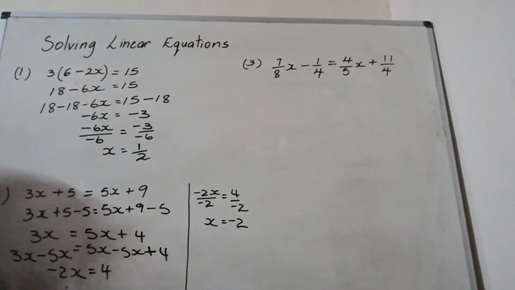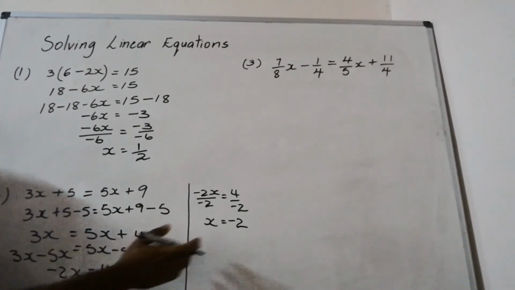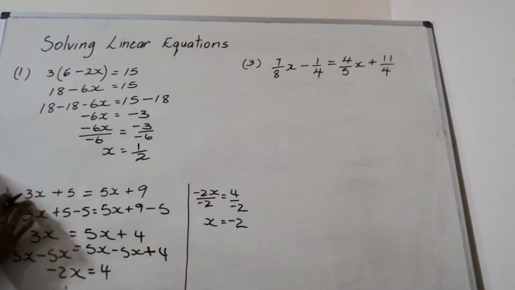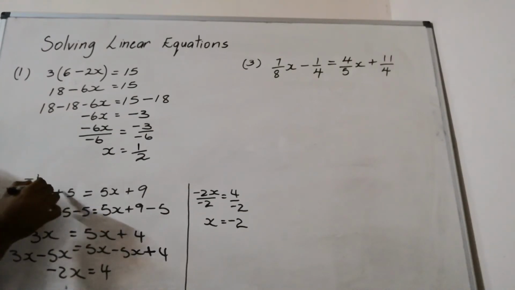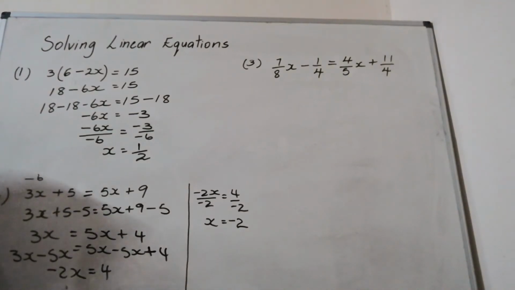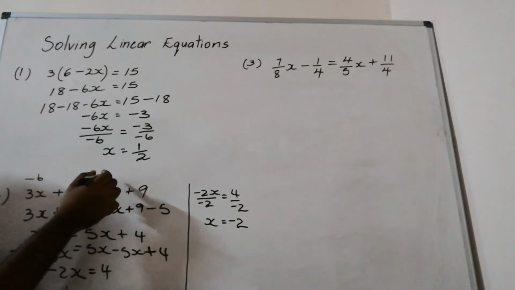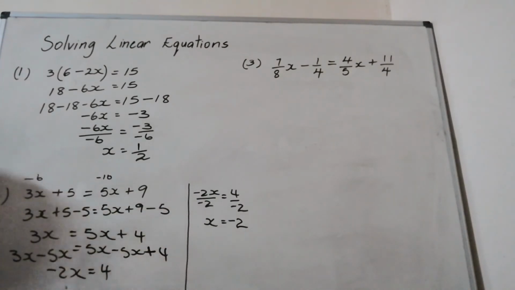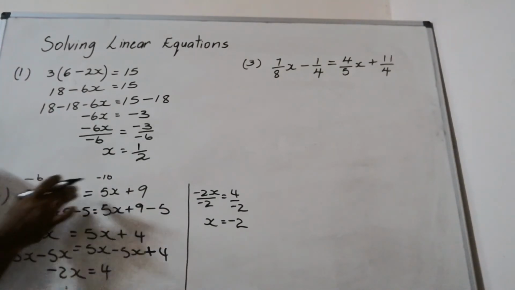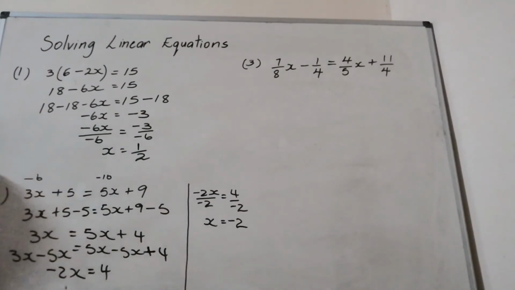So what we could do is check to see if our answer is correct. Negative 2 times 3 will give us negative 6, plus 5 will give us negative 1. Negative 2 times 5 gives us negative 10. Negative 10 plus 9 will give us negative 1. So you see this side is equal to negative 1 and that side is equal to negative 1. So our answer is correct.